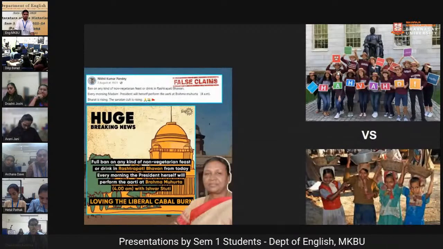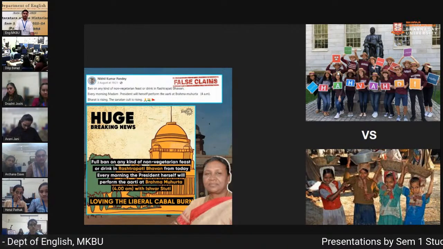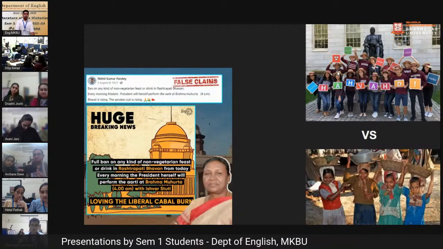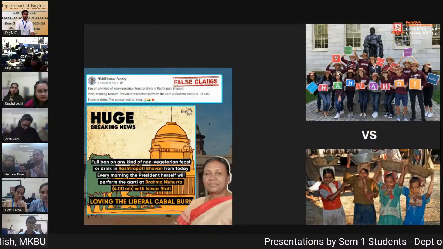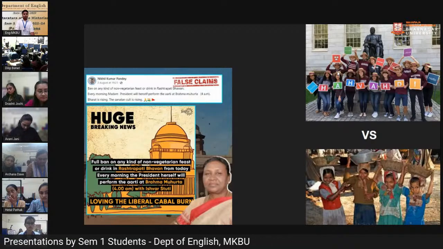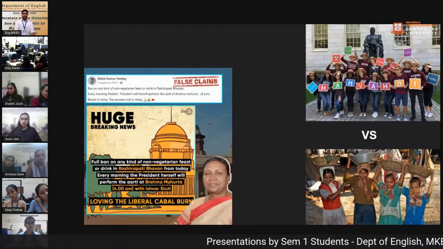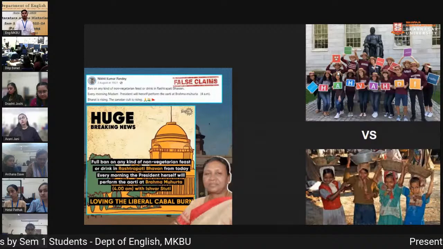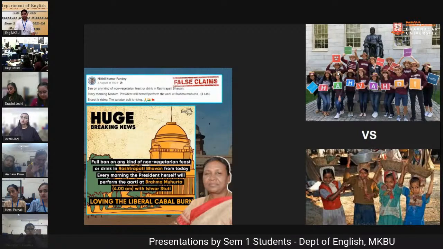This news came when Draupadi Murmu, our 15th president, got elected. They said that there would be no non-vegetarian feast or drink in Rashtrapati Bhavan from today, and every morning at Brahma Muhurta, 4 a.m., the president herself will perform the Aarti with Ishwar Stuti. So we can say that we are hypocrites, that we want someone to sit on the chair of the president who is a vegetarian or doing some religious ritual, and we only want that type of thing.